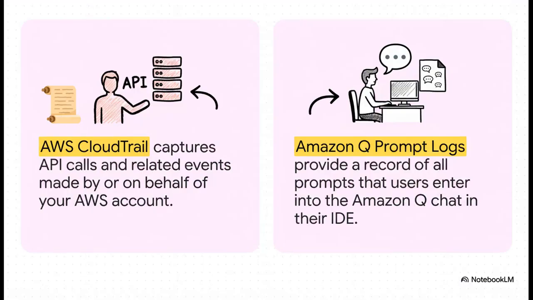So Amazon Q gives you two different types of logs for a complete picture. The easiest way to think about it is like this. AWS CloudTrail is like the security camera for the building. It records who did what administrative action. Amazon Q prompt logs are like the audio recordings of the conversations happening inside the building. It records what was actually said.